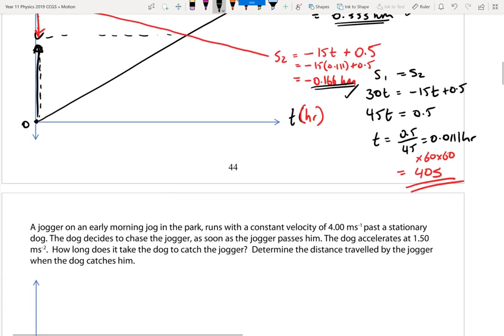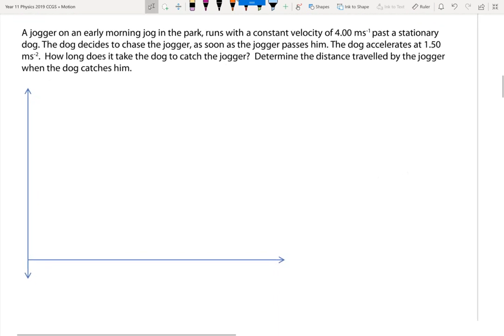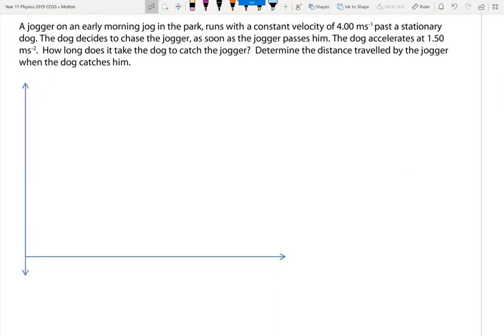Okay? Oh no! A jogger. Don't ever trust joggers. They're always the ones that find the bodies.